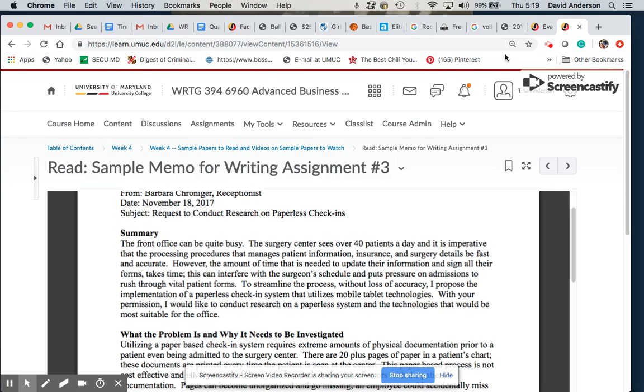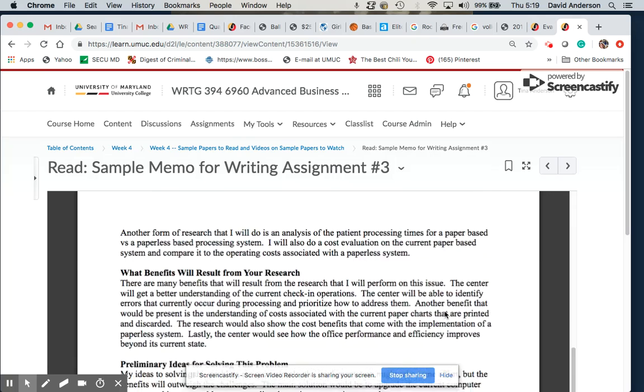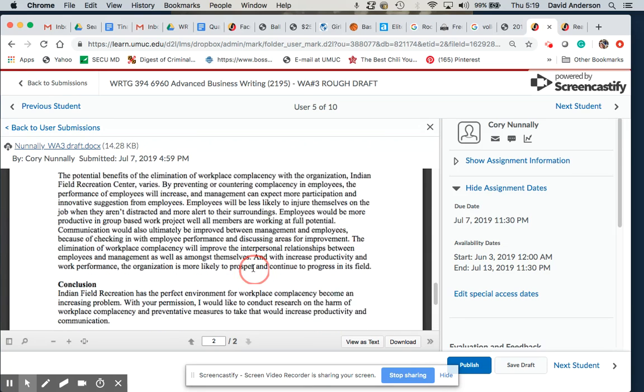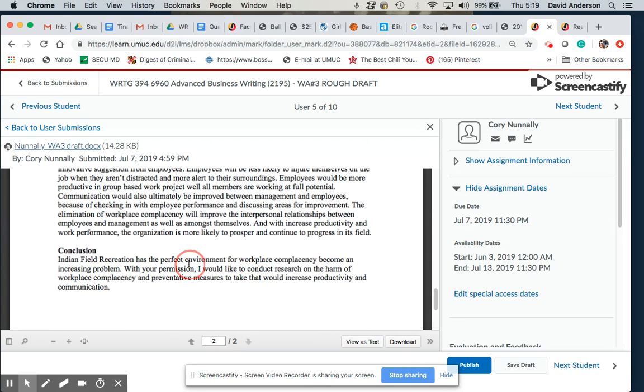If we take a look at this summary of that sample, have you noticed they state the problem? They briefly suggest the recommendation, and then they pitch for permission right at the beginning, and then they follow up that pitch in the end. They follow up: this is a busy place and paperwork is a problem. I'd like to conduct research about it. So yours could be something like, we have a lot of workers who are bored and have workplace complacency. It's becoming an increasing problem.